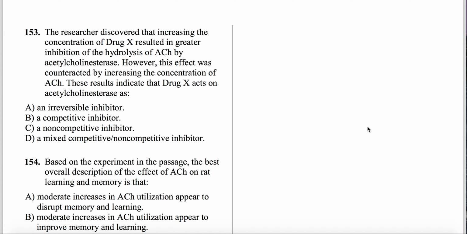Okay, so let's reread that. The researcher discovered that increasing the concentration of drug X resulted in greater inhibition of hydrolysis of acetylcholine by acetylcholinesterase. Okay, great. However, this effect was counteracted by increasing the concentration of acetylcholine.